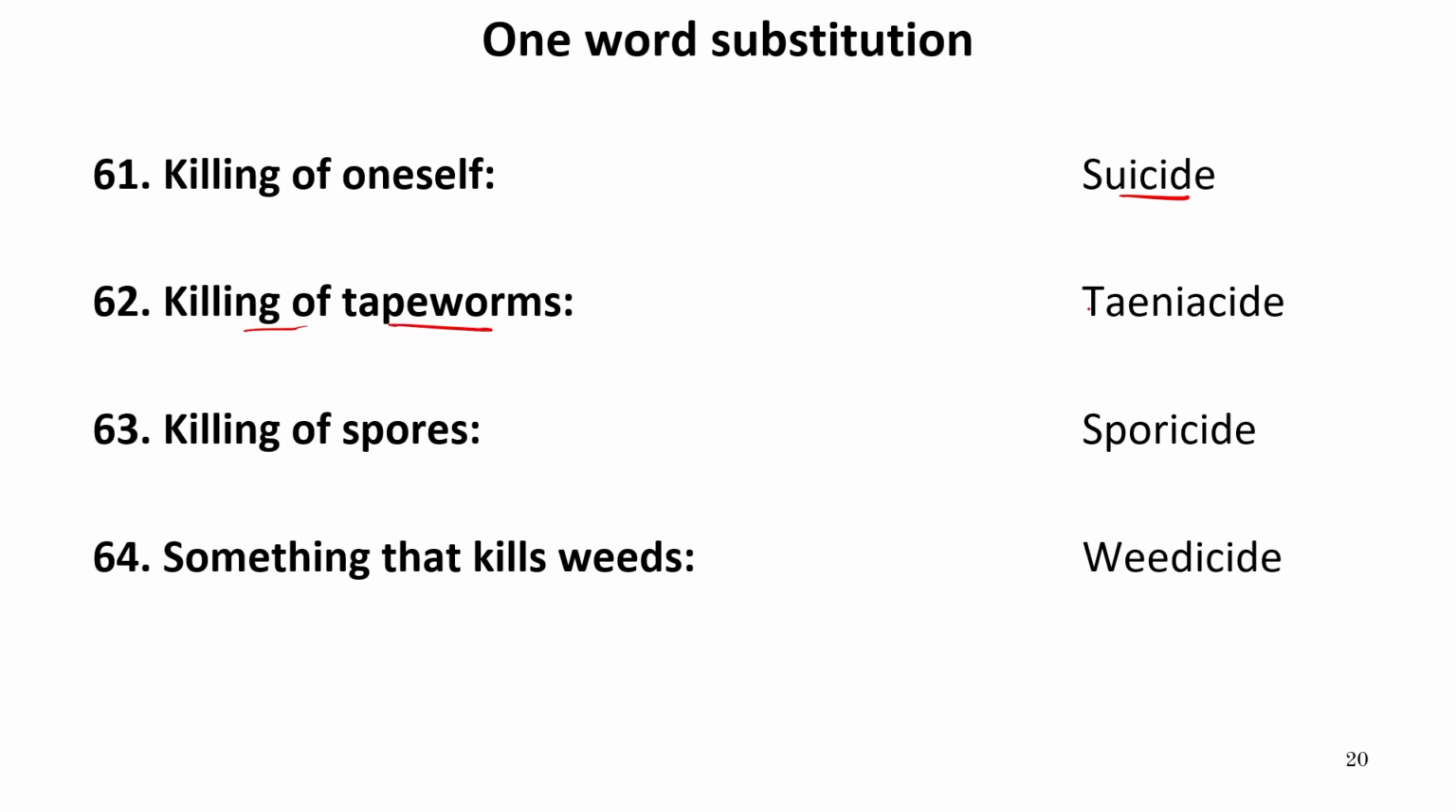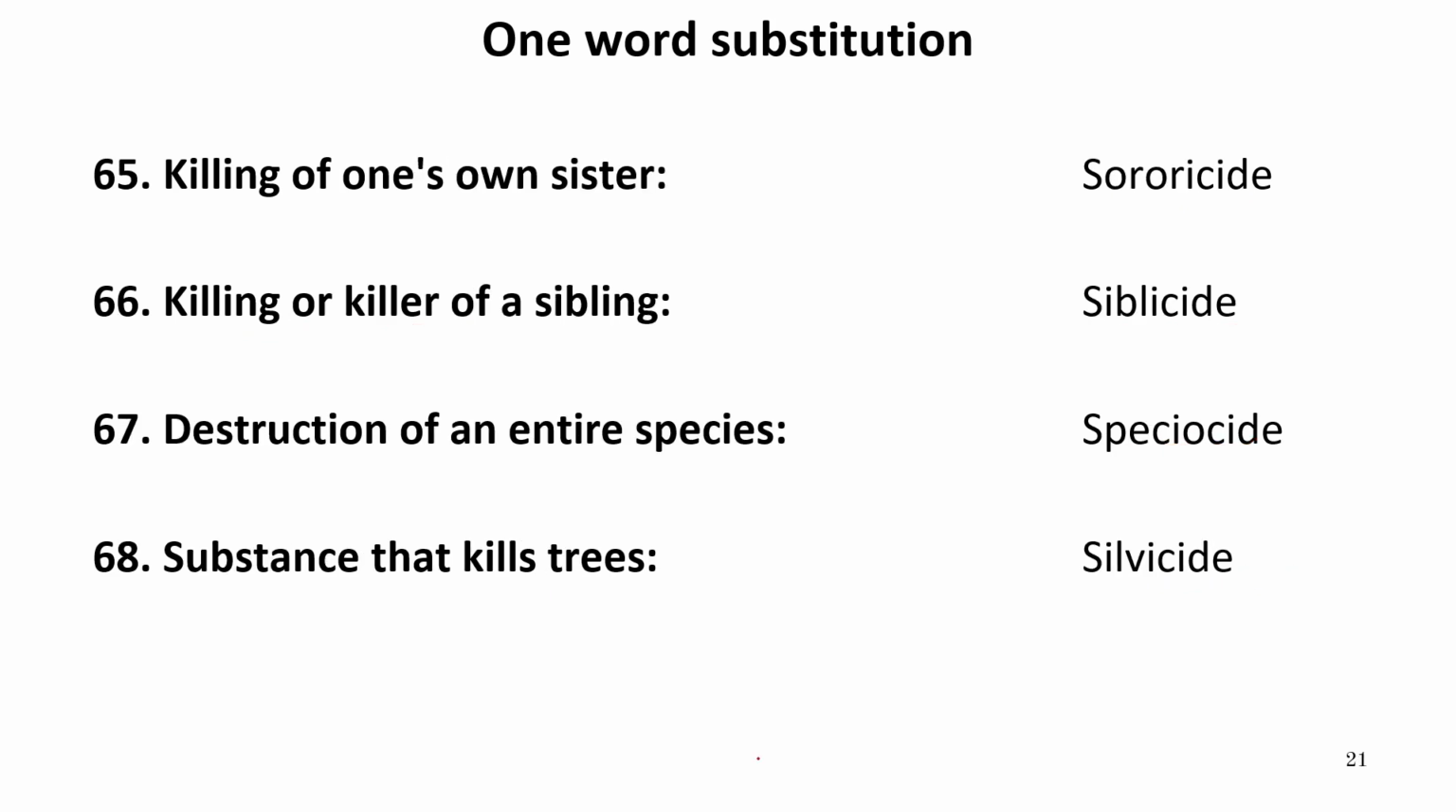Killing of tape worms, that is known as taniacide. Now, killing of spores, this is known as sporicide. Something that kills weeds, this is known as weedicide. Now, let us move further. Killing of one's own sister, this is known as sorrowcide. And we have already learned that killing of one's brother, that is known as fratricide.